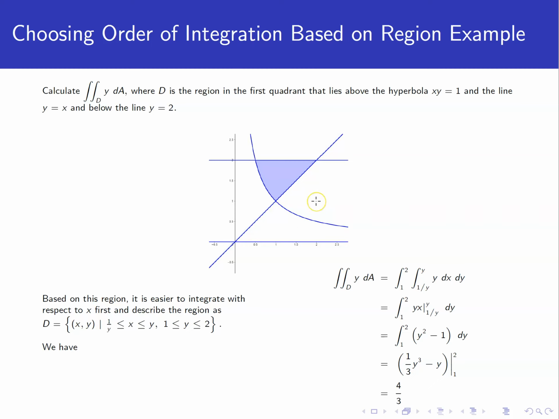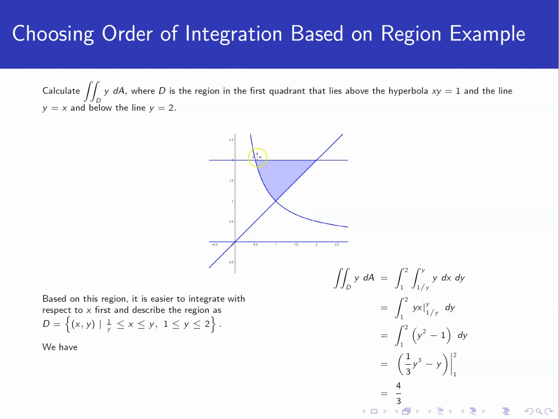I really would prefer not to do that if I can get away with it. Notice that if I integrate with respect to x first, holding y constant, my left and right bounding curves stay the same all the way through the region. So it's much easier to integrate with respect to x first and then with respect to y versus the other way around, because I can do it with one double integral.